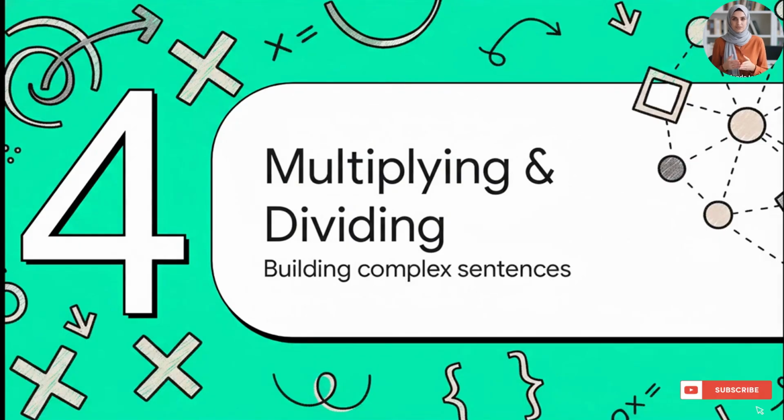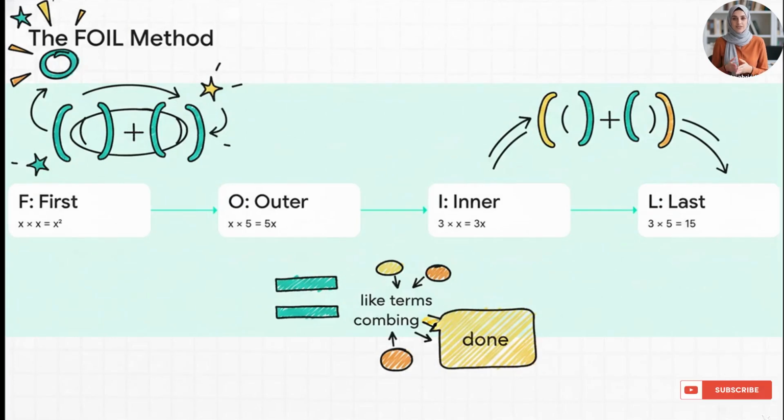All right, so we've combined phrases. Now, let's see how we can build even more complex sentences using multiplication and division. So when you're multiplying two binomials, which are just polynomials with two terms, there's this great little acronym that helps you remember all the steps. FOIL. You multiply the first terms, then the outer terms, then the inner terms, and finally the last terms. After that, you just combine any like terms you have, and you're all done.